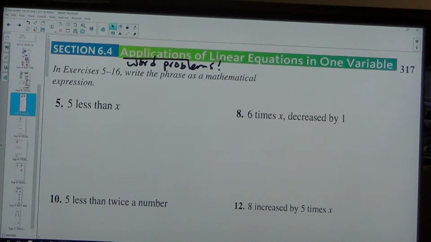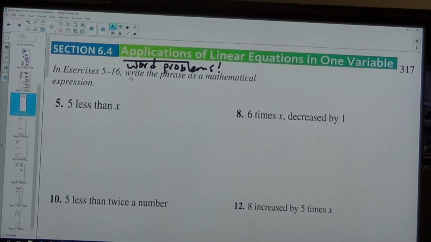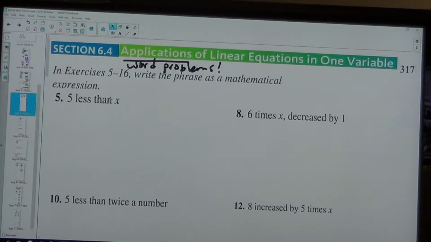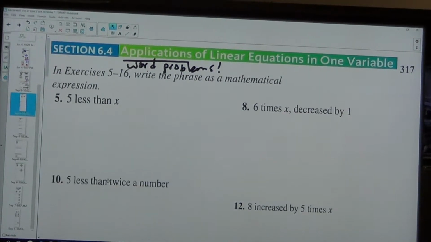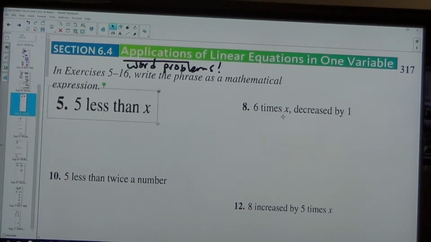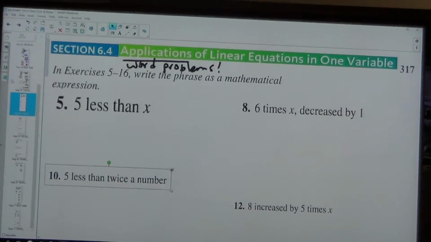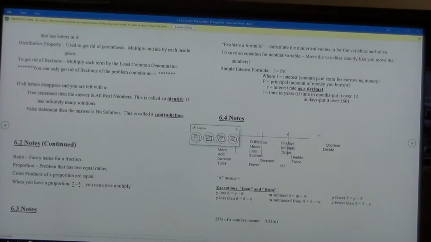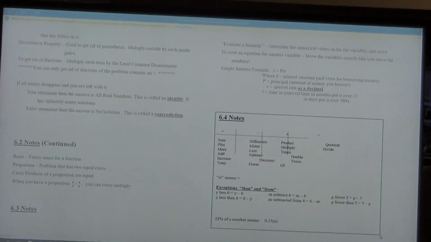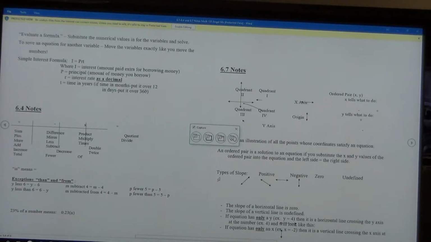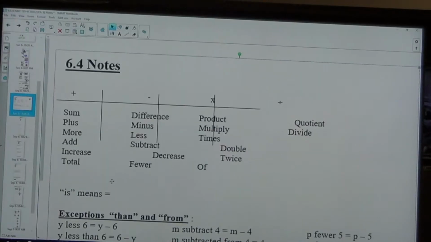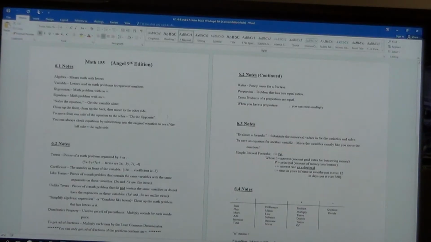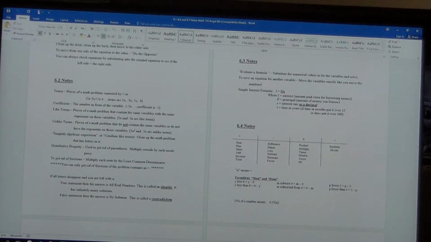Those are word problems. Now, we're going to start off really easy. We're going to take phrases and turn them from English into mathematics. What I'm going to start off with is what we did in our notes, and we're going to talk about that first. Let me see if I can do it in the other format. Let's do enable editing. There we go, that's how I want it.